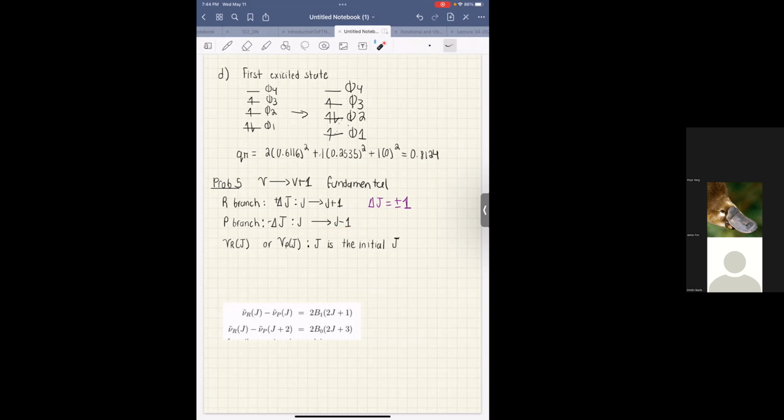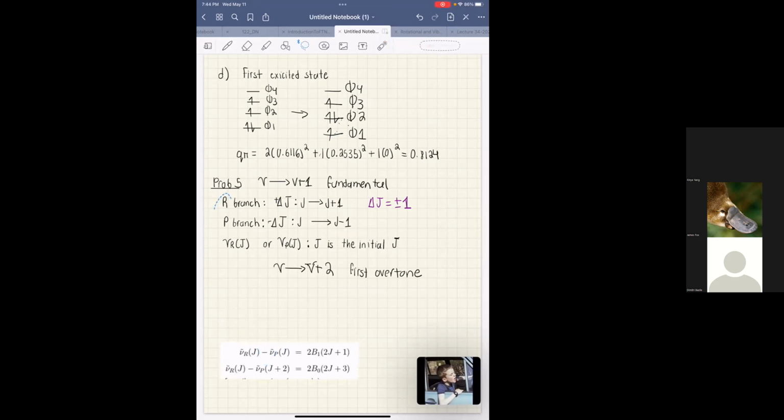Now, this can happen in pretty much the same way, except you have an overtone. Overtones increase v by two quantum numbers, so it's two higher than the previous quantum number, and that's called the first overtone. When you have a first overtone, you can still have J increase or decrease by one quantum number, so R branches and P branches can happen here too.